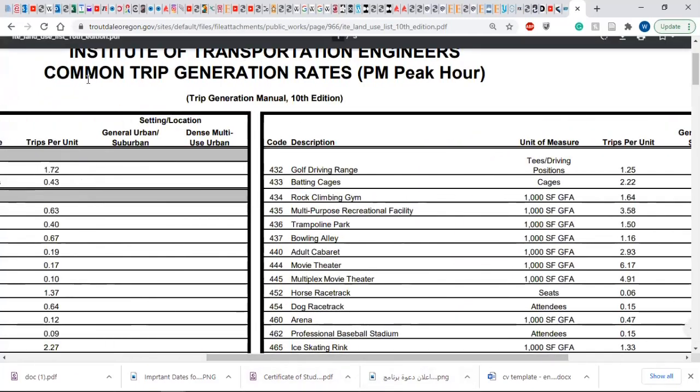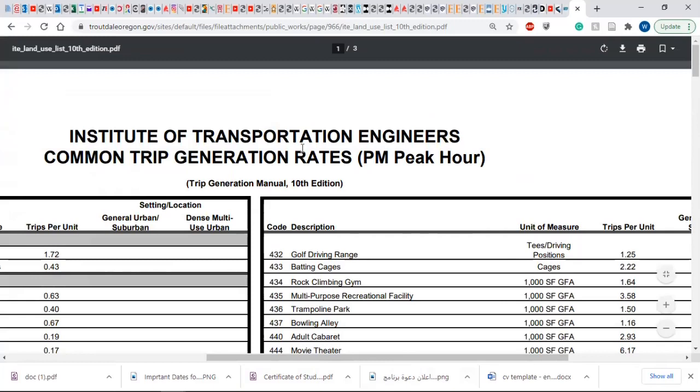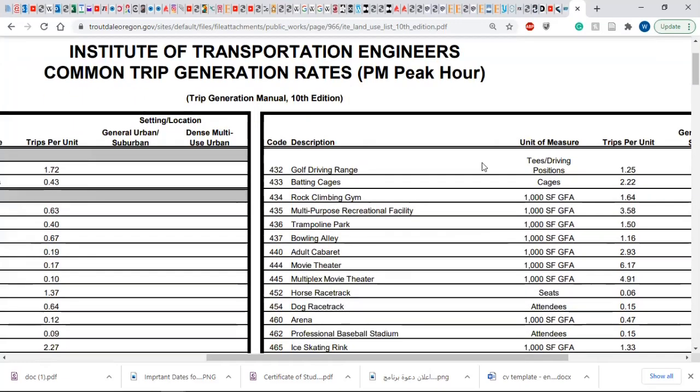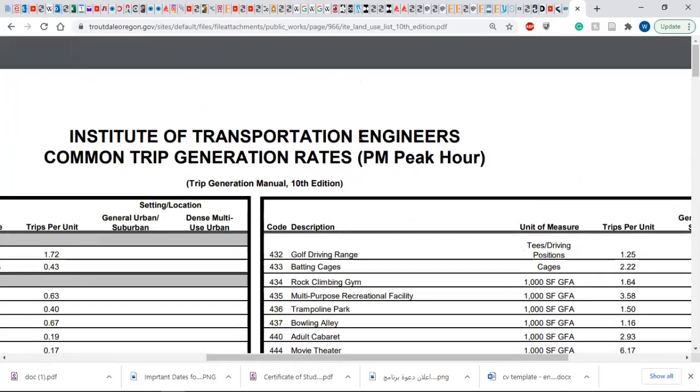You have seen this, that's the title. Institute of Transportation Engineers, common trip generation rates. That's the rates of trip generation based on land use. And that's for the PM peak hour. Okay, we are now on the same page. The peak hour, exactly the evening peak hour. These are the number of trips generated based on land use. Clear? Okay, thank you. You're welcome.